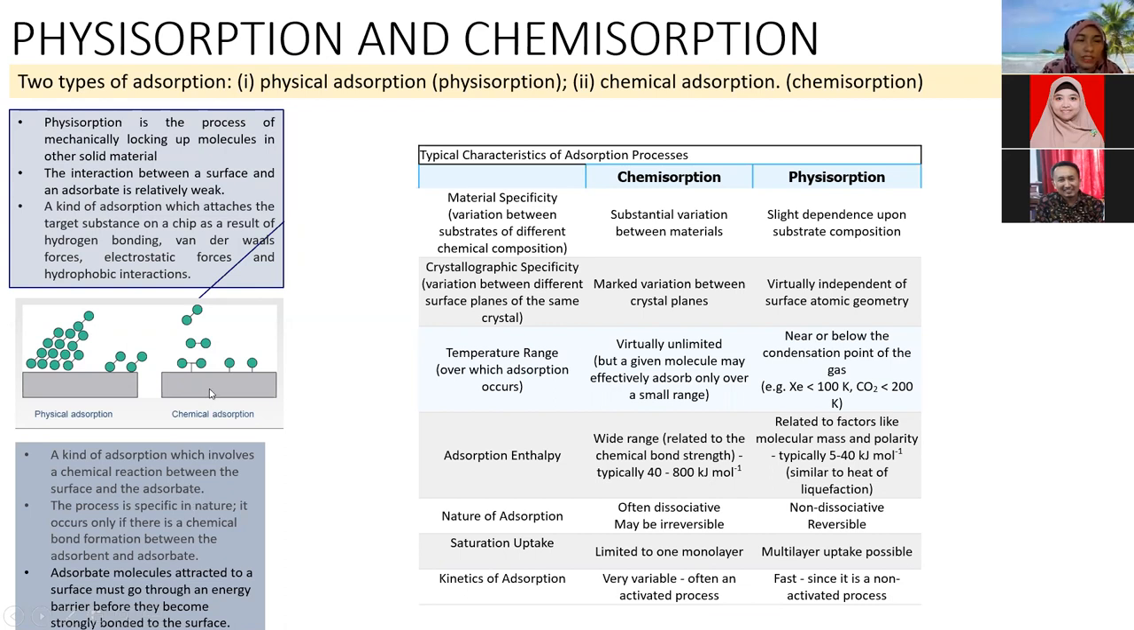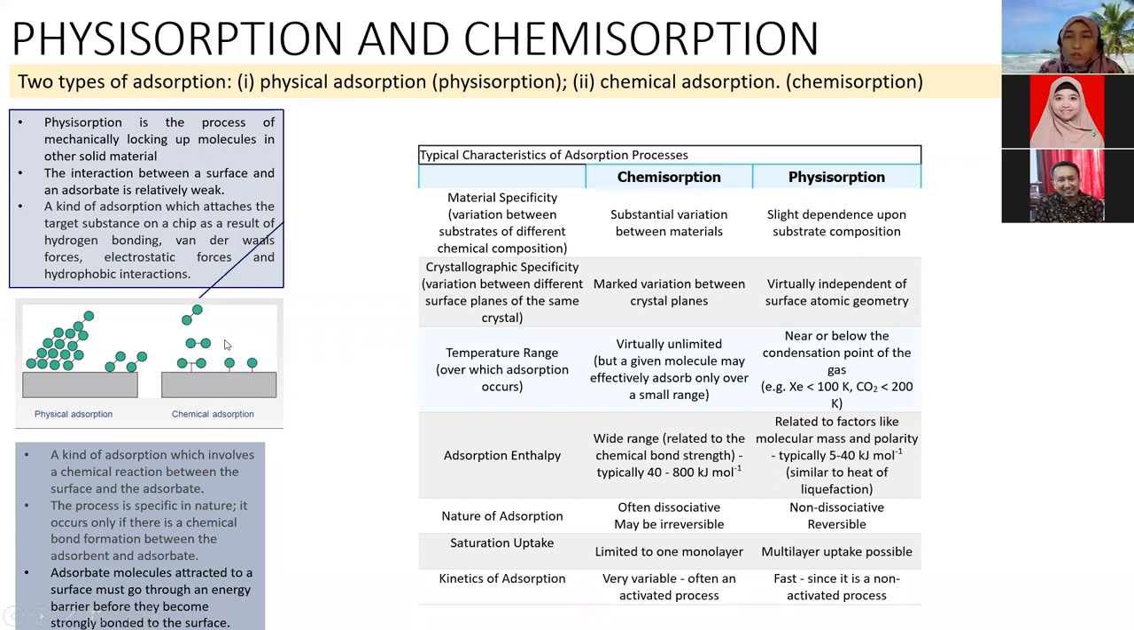When we talk about the chemical reaction, this is the substrate, and the molecule that comes to the substrate adsorbs to the substrate by chemical bond. Like us, like human beings, we can talk with our friend if we have the chemistry with them. It's very selective, right? It's the same concept with chemisorption. When you want to make a chemical bond onto the surface, the reaction will be very selective. So here, material specificity: for chemisorption, there is substantial variation between materials, depending on the substrate composition.